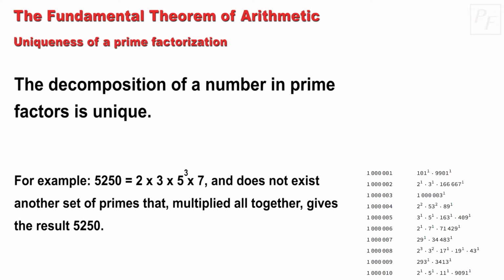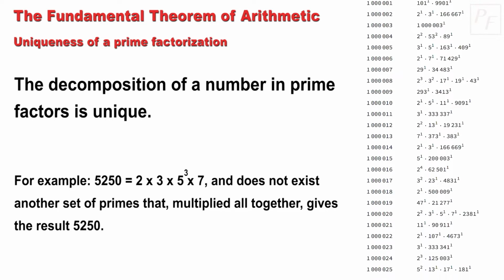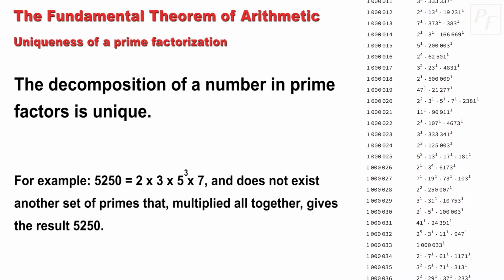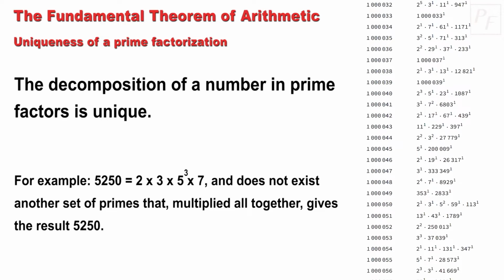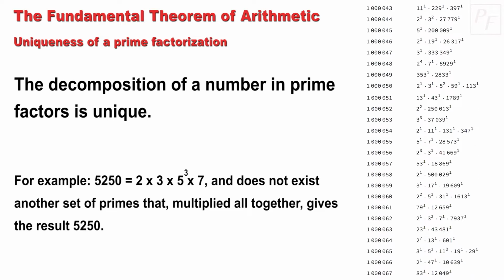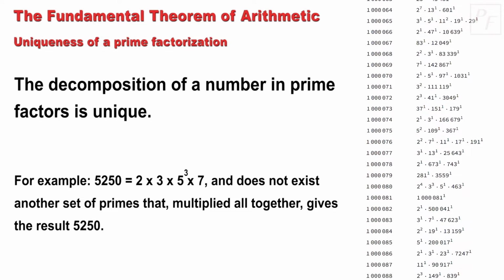This theorem has a second part. The decomposition into prime numbers is unique, that is, a number cannot be decomposed into two sets of different primes, but only in one, independently of the order of the factors, of course.